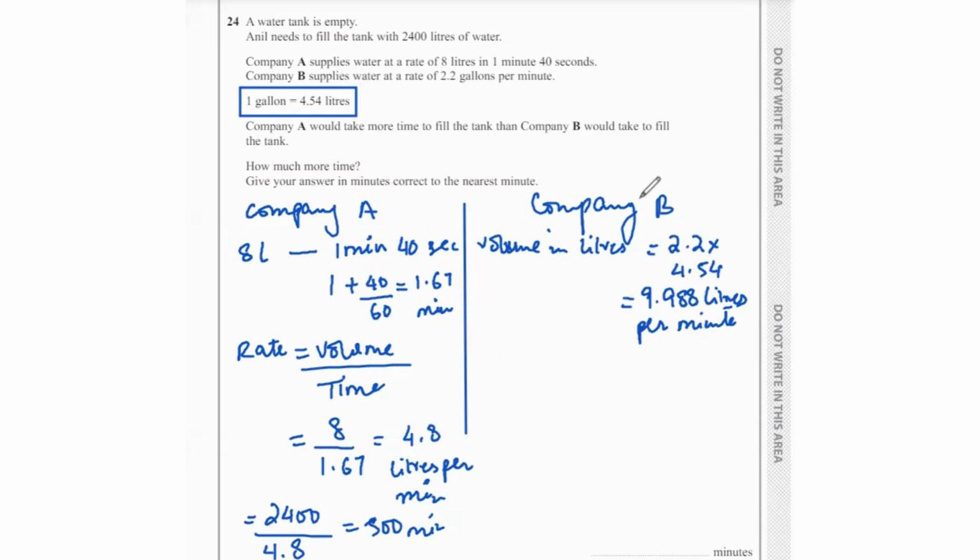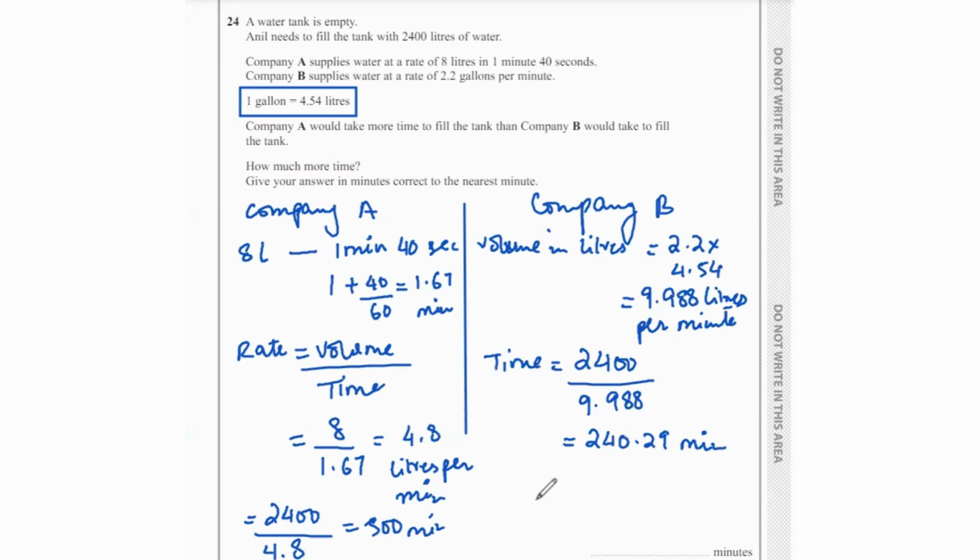Now, this is the rate at which company B will supply water per minute. Now, to find how much time it will take to completely fill the tank, what we will do is divide the total volume, which is 2400, for the tank by the rate, which is 9.988 for company B, and that's going to equal 240.29 minutes.